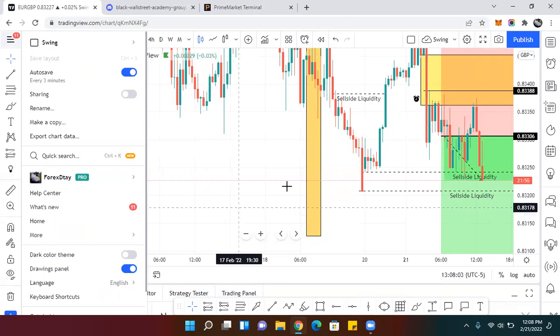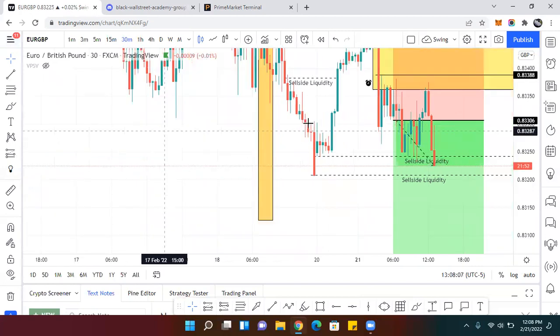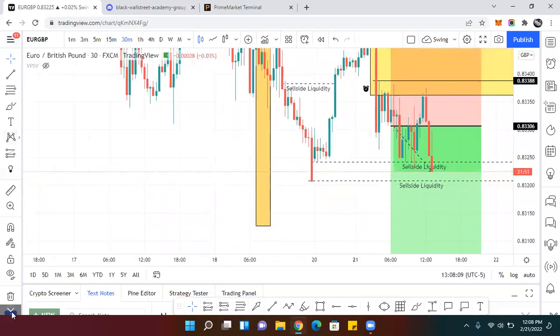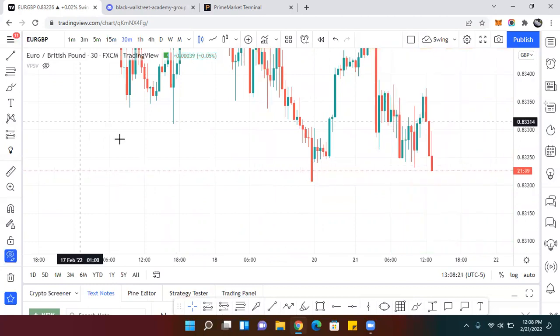All right, so now that I got that out, we can actually break down this trade right here. I'm actually going to hide drawings for the time being. Is this the one? Boom. It is the one. Okay, so for now, we're going to hide those drawings.